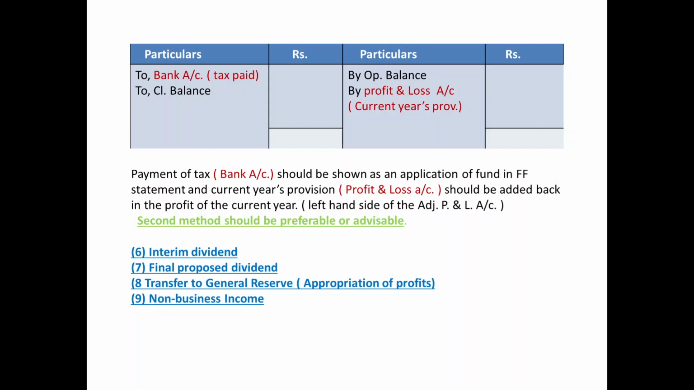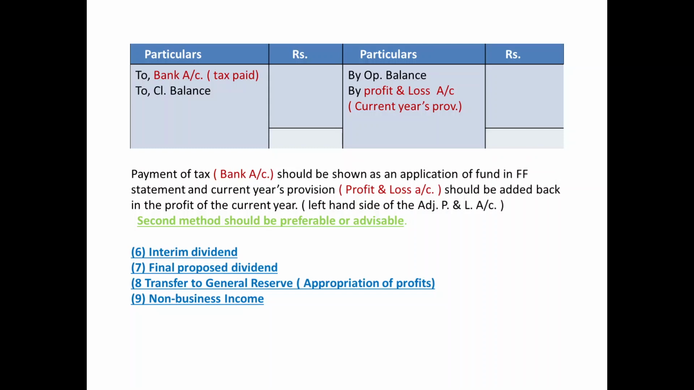The journal entry would be: profit and loss appropriation account debit, general reserve account credit. There is no word cash or bank in this journal entry. So being a non-cash item, being a non-operating item, it happens once in a year only. So being a non-cash, non-operating item, it should be added back by giving the reverse impact in the current year's profit, in the adjusted profit and loss account, left hand side or debit side. Report it.